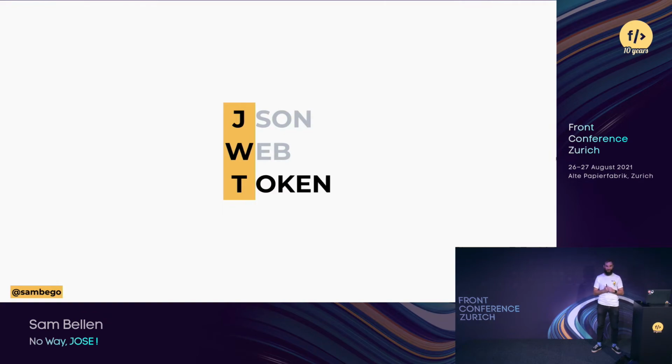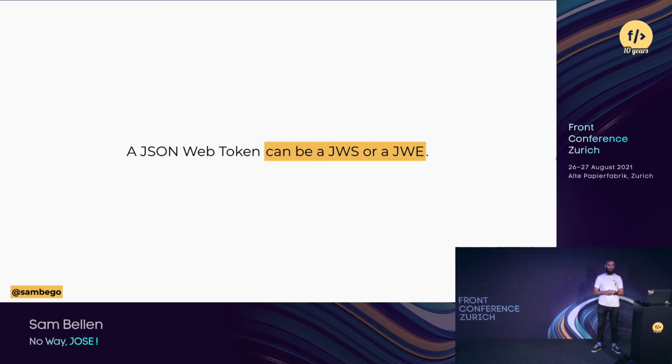Lastly, JSON Web Tokens, which some of you already heard about. A JSON Web Token can either be a JSON Web Signature or a JSON Web Encryption, depending on what you choose.